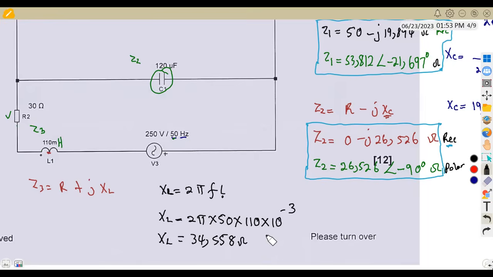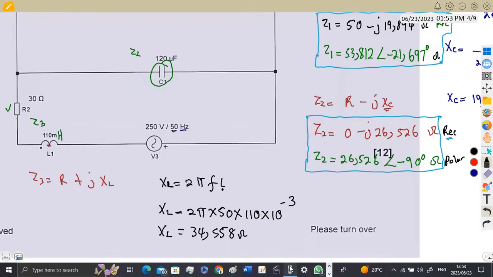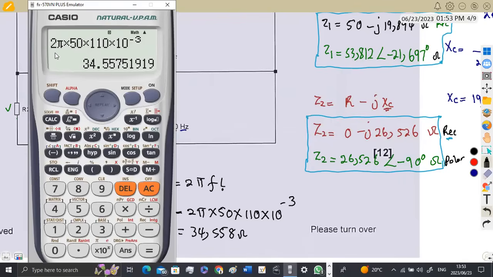All right, so, I didn't even share this part of the screen. I think we're not even seeing this part. So this is what I'm trying to say: 2 pi here times 50 times 110 times 10 to the exponent of -3. This is what you're going to have. So this will change here to an 8. All right, I think we have this together.